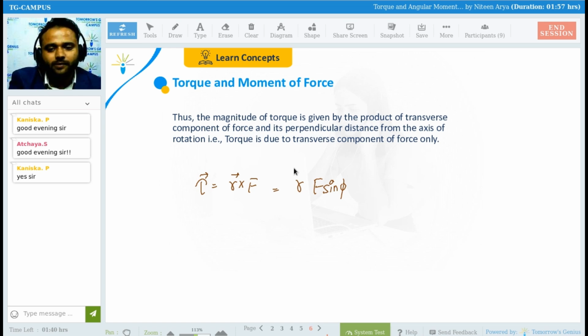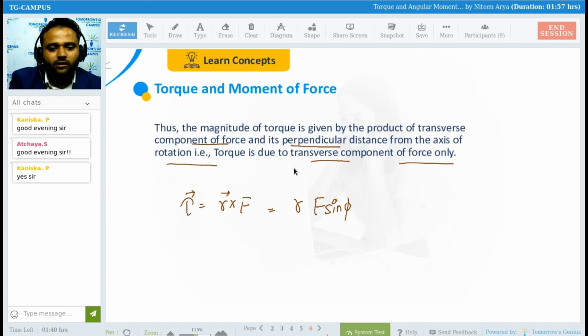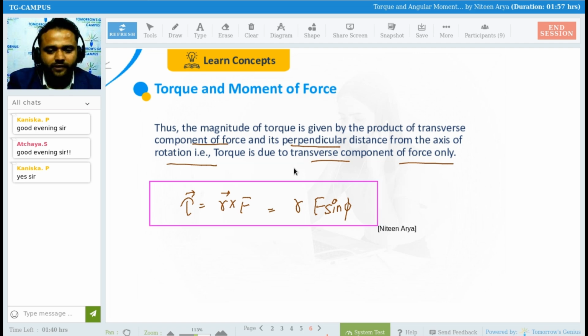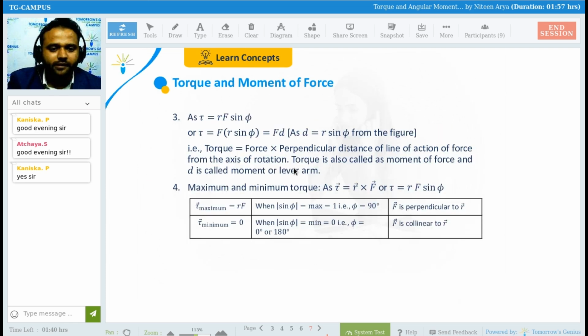They are proving this formula, torque tau equals r cross F, and basically r F sin phi, where phi is the angle between r and this particular force direction. So thus the magnitude of a torque is given by the product of the transverse component of force and its perpendicular distance from the axis of rotation. That is, torque is due to the transverse component of force only. Okay, and there again we can use the vector product in the determinant form, like we did in the previous class. Is this clear, everyone? So that is why it is an important equation.